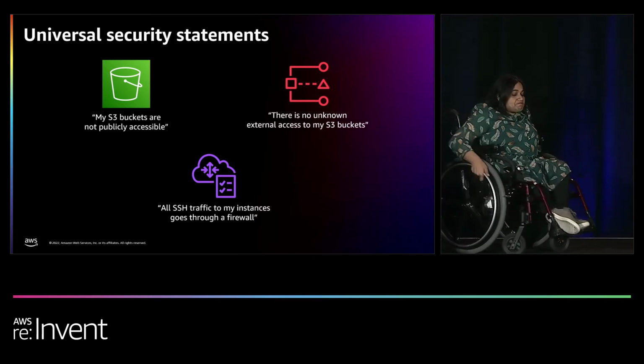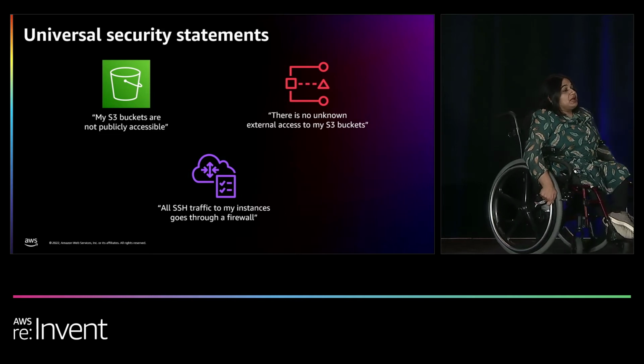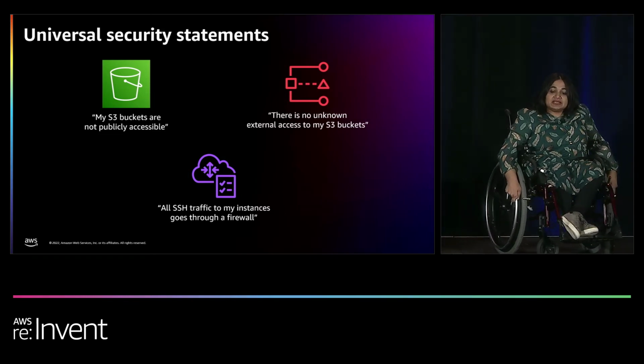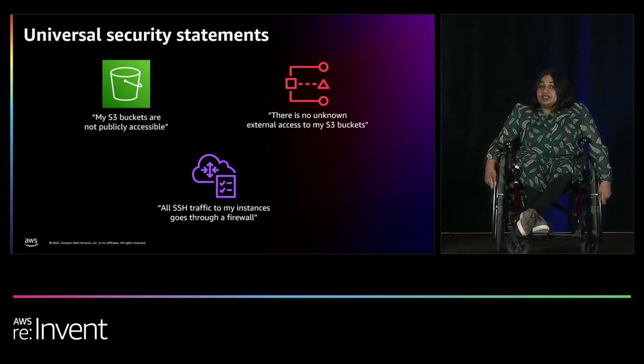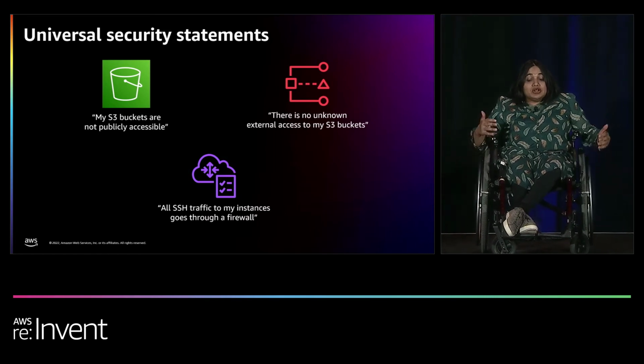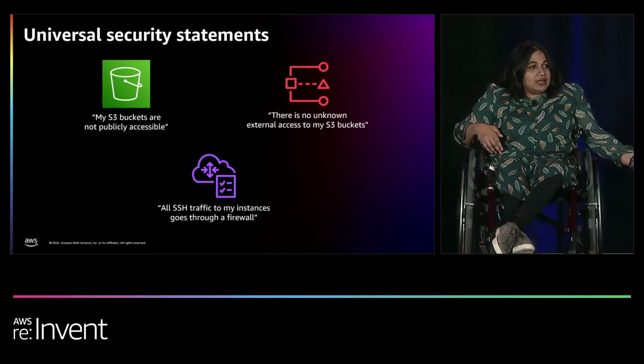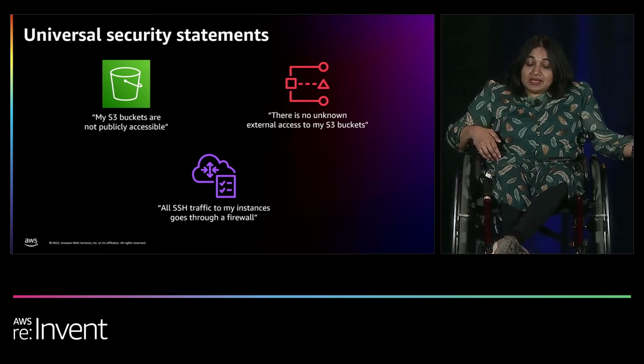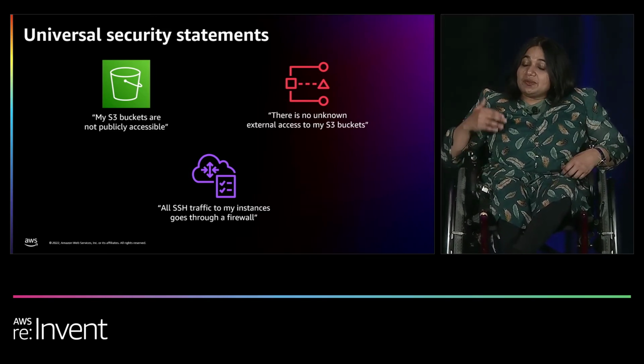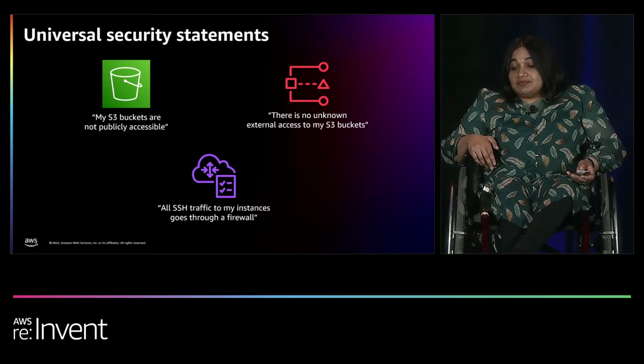You can say, my S3 buckets are not publicly accessible. You can say, there are no unknown external accesses to my S3 bucket. You can say, all SSH traffic to my instances goes through this firewall.